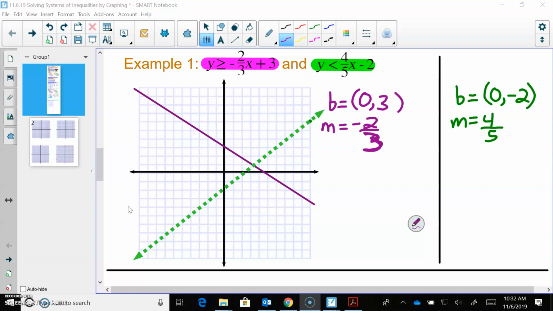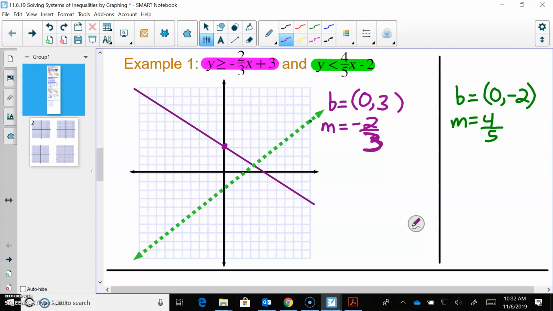So if we look at this purple inequality, my b value is (0, 3). That's where I'm going to start. That's my y-intercept. Remember, the x value for the ordered pair for your b value is always going to be 0. And then the b value at the end, which in this case is 3, is going to be my y value. So that tells me I need to go up on my y-axis to where 3 is and put my dot.